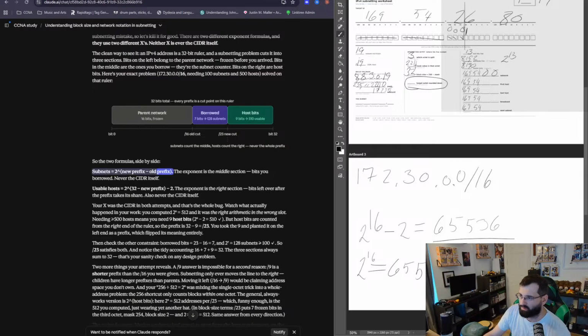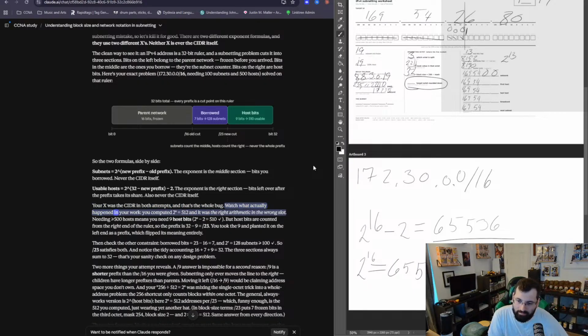Okay, hold on. The exponent is the middle section, the bits you borrowed, never the CIDR itself. Usable hosts equal 2 to the power of 32 minus the new prefix, minus 2. The exponent is the right section, the bits left over after the prefix takes its share. Also never the CIDR itself. Your X was the CIDR in both attempts, and that's the whole bug.